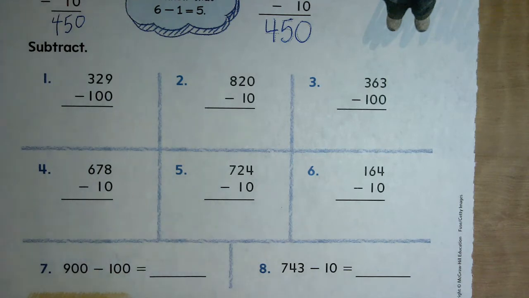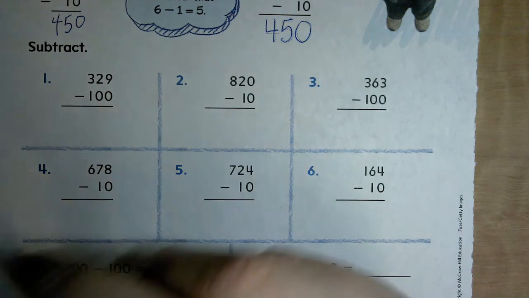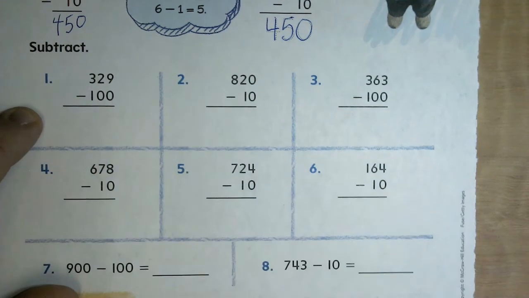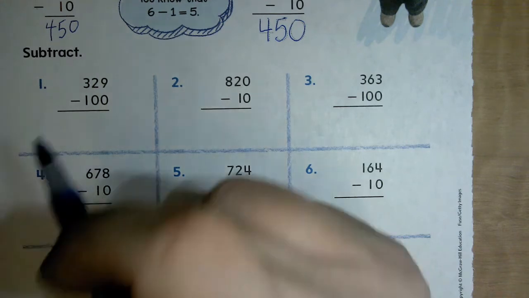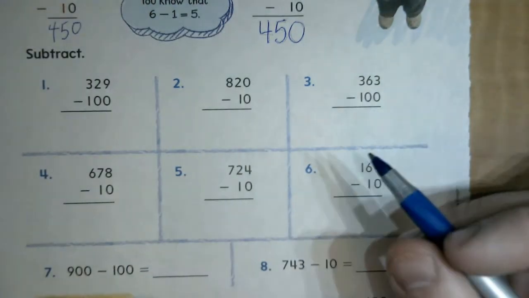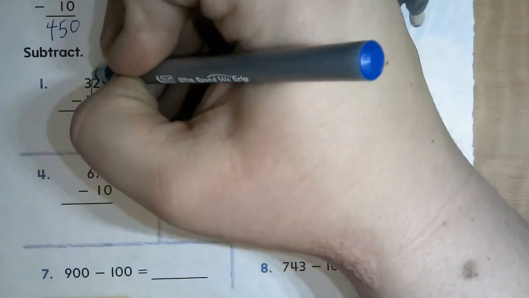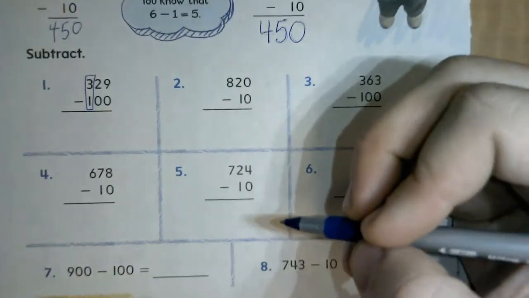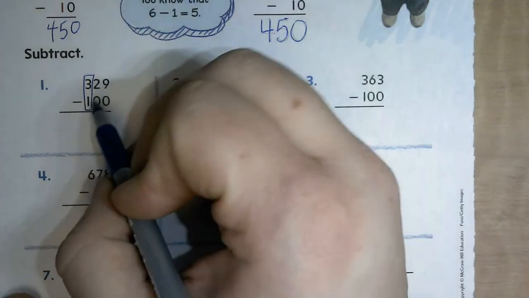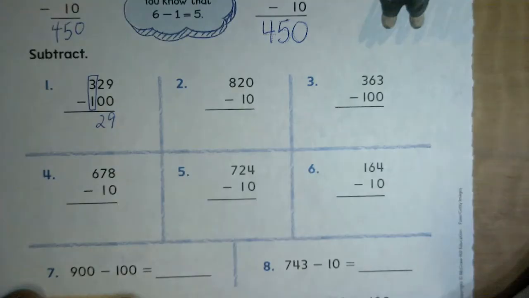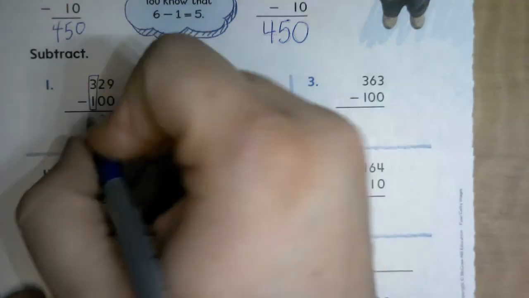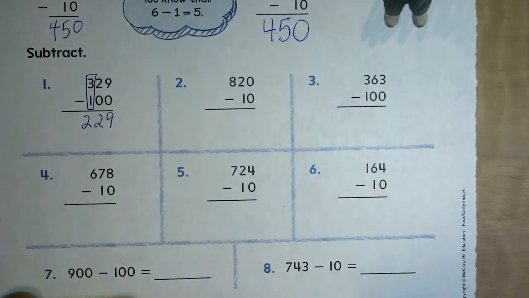If you have not paused your video, I'm going to ask you to pause it right now because we're going to go over numbers 1, 2, and 3, and I want you to see if you can use this skill that we just practiced. So for number 1, which is my place value that's going to change? Well, I see it right here. It's my hundreds place. If my hundreds place is going to change and the others are zeros, I can just bring down my 9 and my 2 because those aren't going to change. 3 minus 1, well, I can do that in my head. 3 take away 1 is going to be 2. So my answer is 229.